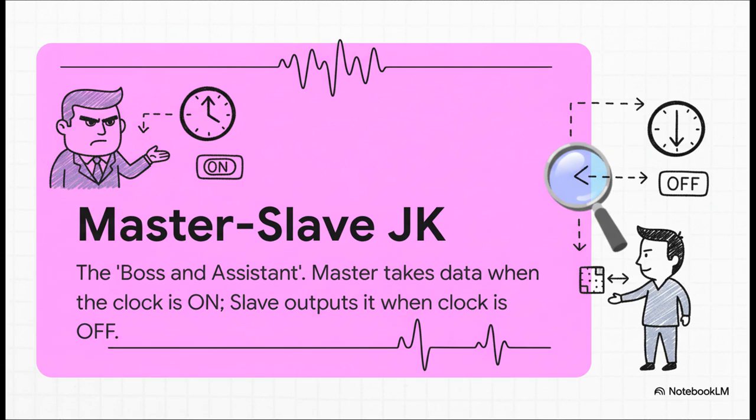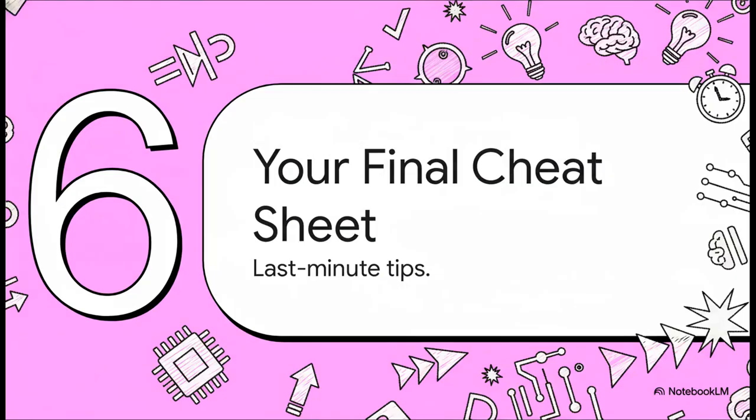And to make the JK flip-flop even more foolproof, they came up with the master-slave setup. Just picture a boss and an assistant. The master, that's the boss, listens for new instructions only when the clock is on. But the assistant, the slave, only acts on those instructions and gives the output when the clock turns off. This simple 2-step process stops the circuit from getting confused and tripping over itself. It's brilliant.